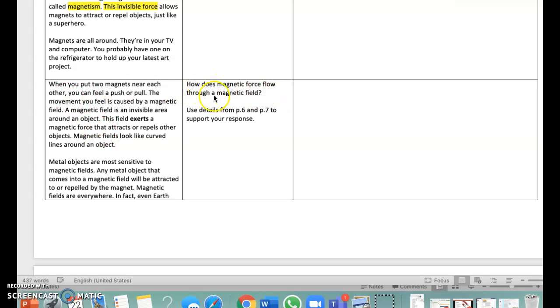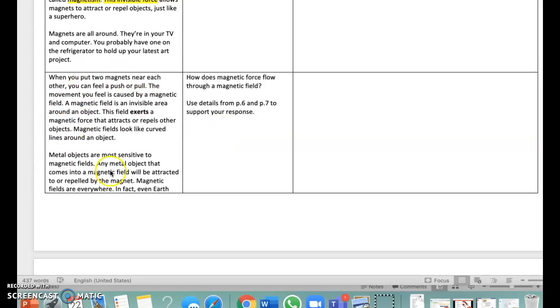How does a magnetic force flow through a magnetic field? Use details from page 6 and page 7 to support your response. Luckily, we have our options right here in front of us. When you put two magnets near each other, you can feel a push or pull. The movement you feel is caused by a magnetic field.